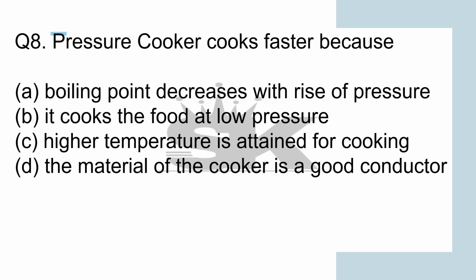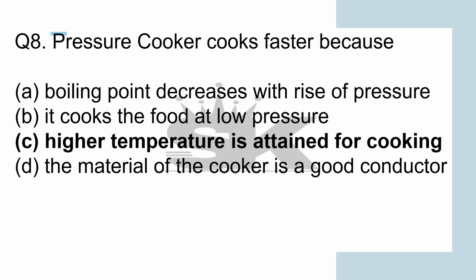Pressure cooker cooks faster because of what reason? Answer is higher temperature is attained for cooking. Okay. This compression increases the pressure inside the cooker to more than the atmospheric pressure, which in turn increases the boiling point of the remaining water. Okay. Higher temperature of water means higher transfer of heat to the food kept in it, and hence it will cook faster. Okay.